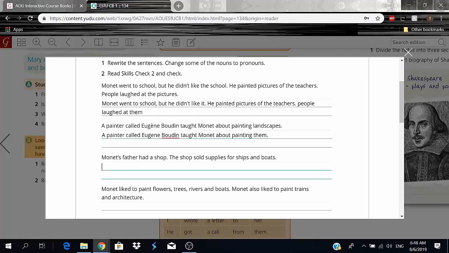So number 3, Monet's father had a shop. The shop sold supplies for ships and boats. This one's actually really easy. So Monet's father had a shop, okay? And instead of saying the shop, I'm now gonna say it. You understand now why we use pronouns? Monet's father had a shop. Instead of saying the shop sold, I can just go straight to the point. It sold supplies for ships and boats. Easy stuff, you guys. Let me add a full stop here. Now let's go to number, which one are we on? 1, 2, 3, and 4.